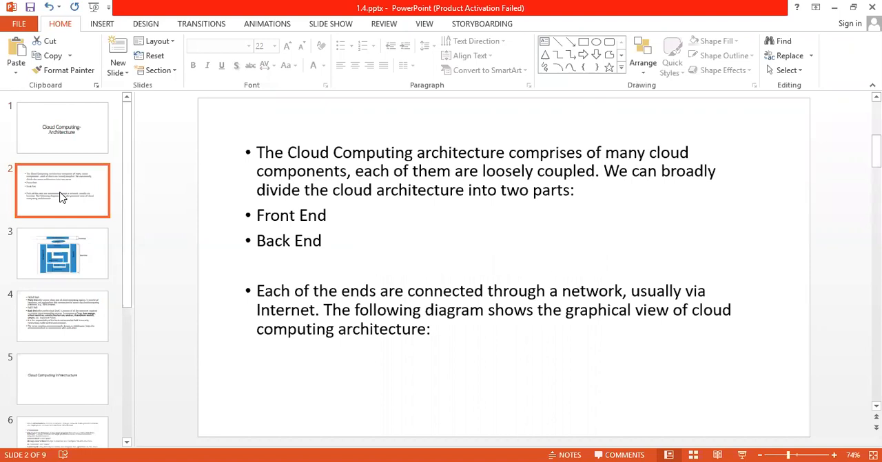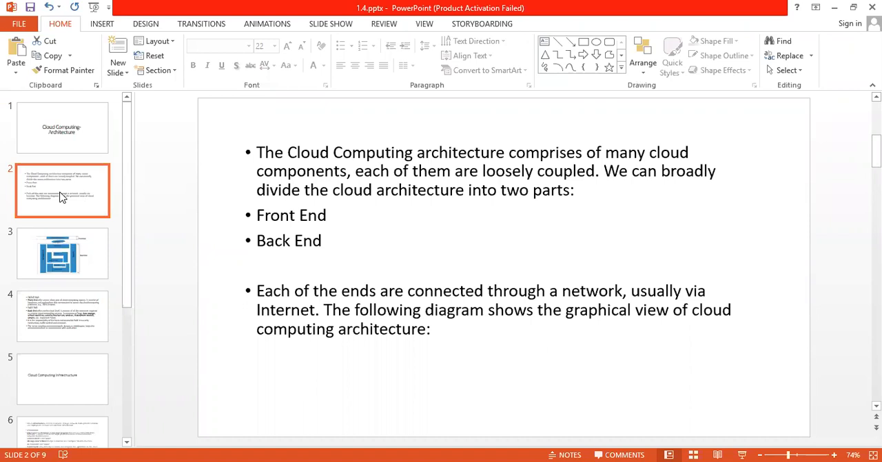The cloud computing architecture comprises of many cloud components. Each of them are loosely coupled. We can broadly divide the cloud architecture into two parts. First one is the front end and second one is the back end. So each of the ends are connected through a network, usually via the internet.